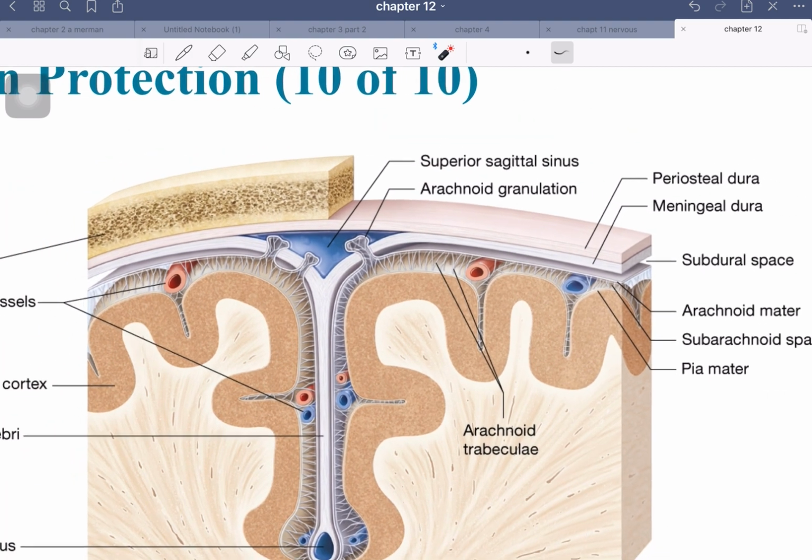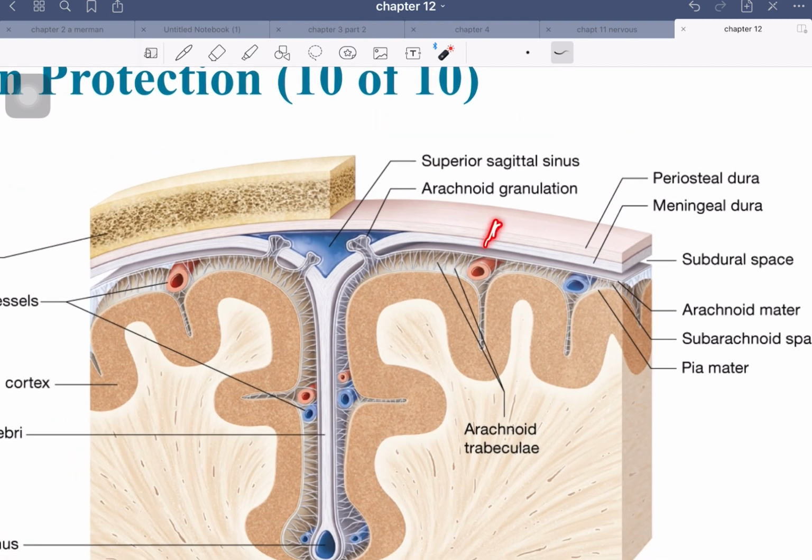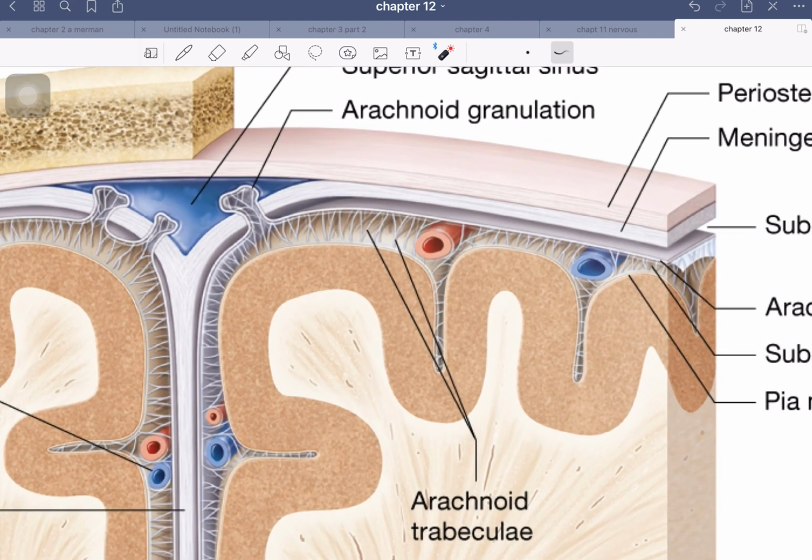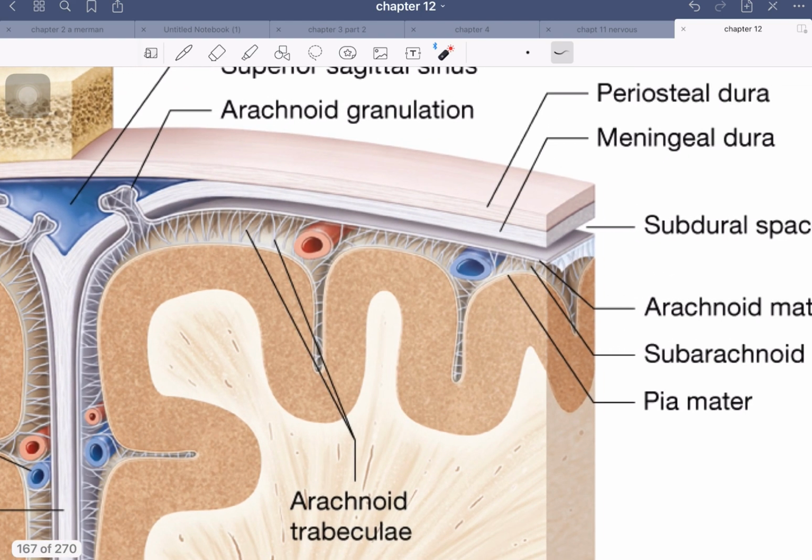Now, as we're looking here, we can see that this is the dura, and then we have a little fine space here, which is the subdural space, and below that, we have the arachnoid, and then you see here are those little fibrous bits, right? And down here is the pia. So you can see in the subarachnoid space, there's actually a space where we do have blood vessels that go through it, and cerebrospinal fluid will actually circulate through here.